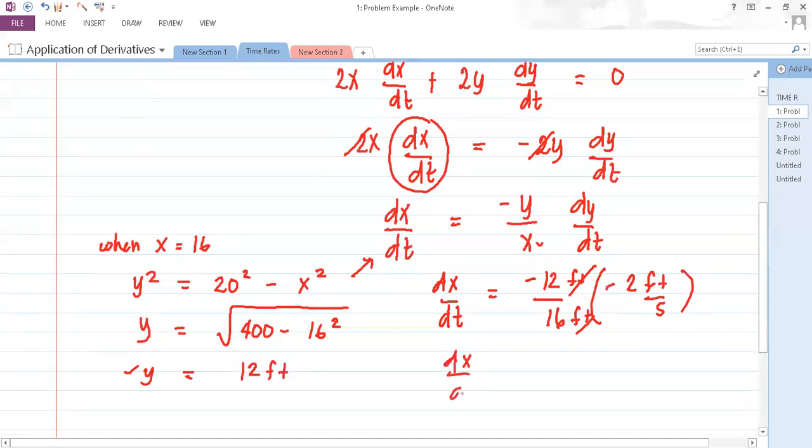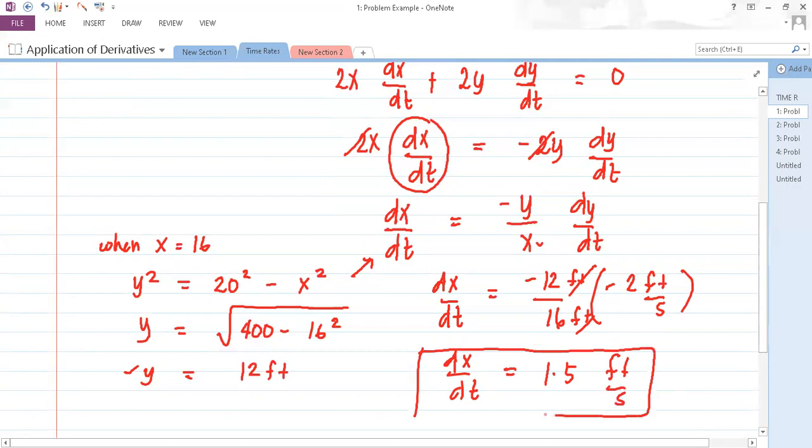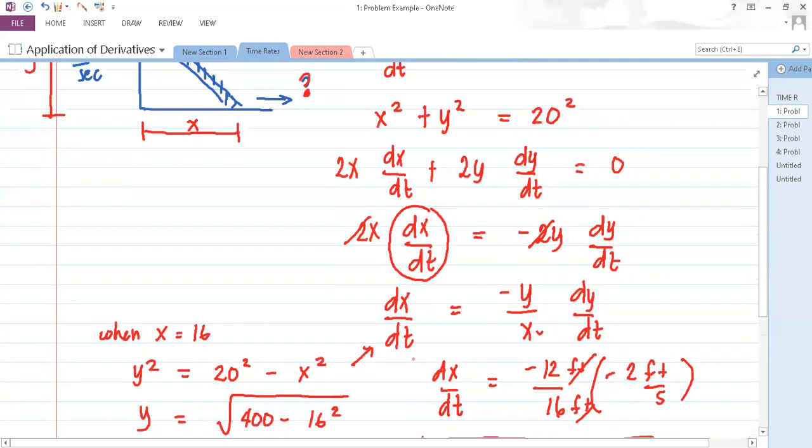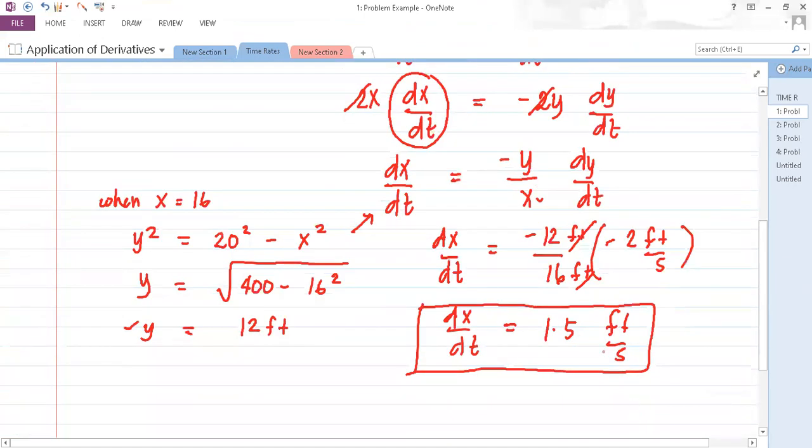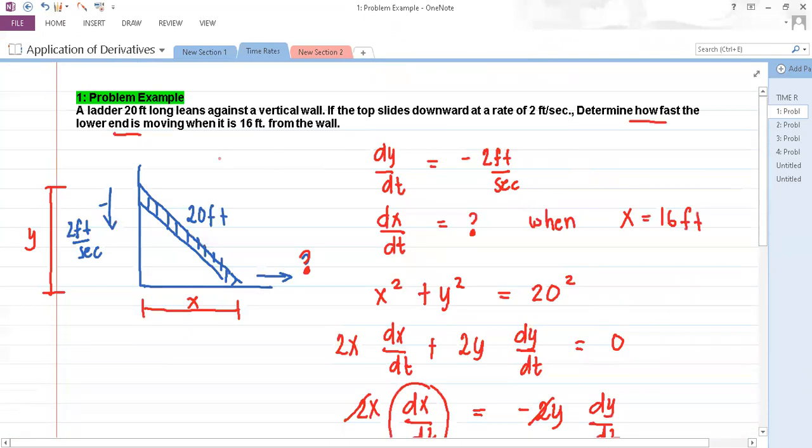dx dt now is equal to negative multiplied by a negative, that is positive. So 24 divided by 16, that is equal to 1.5. Okay, ang unit natin is feet per second. So this will be our answer for our problem number 1. So how fast the lower end is moving, that is 1.5 feet per second. Okay, so that is for problem number 1.